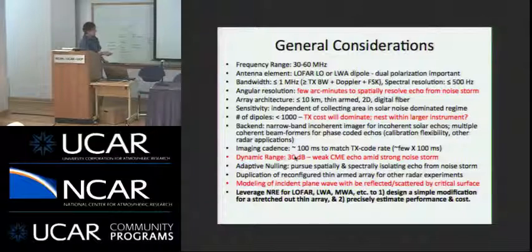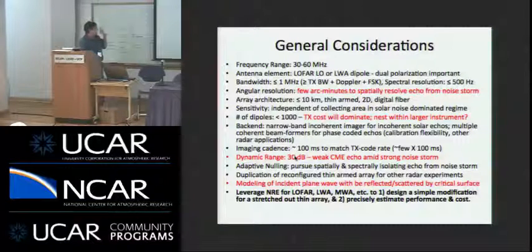Dave actually described this morning why, if you design it correctly, you can make the sensitivity independent of the collecting area of the receiving antenna, and you can convince yourselves that you need less than 1,000 dipoles or so. That then tells you that the transmitter is going to dominate. So you've got to worry about getting the funding for that. Don't worry so much about the receiver.